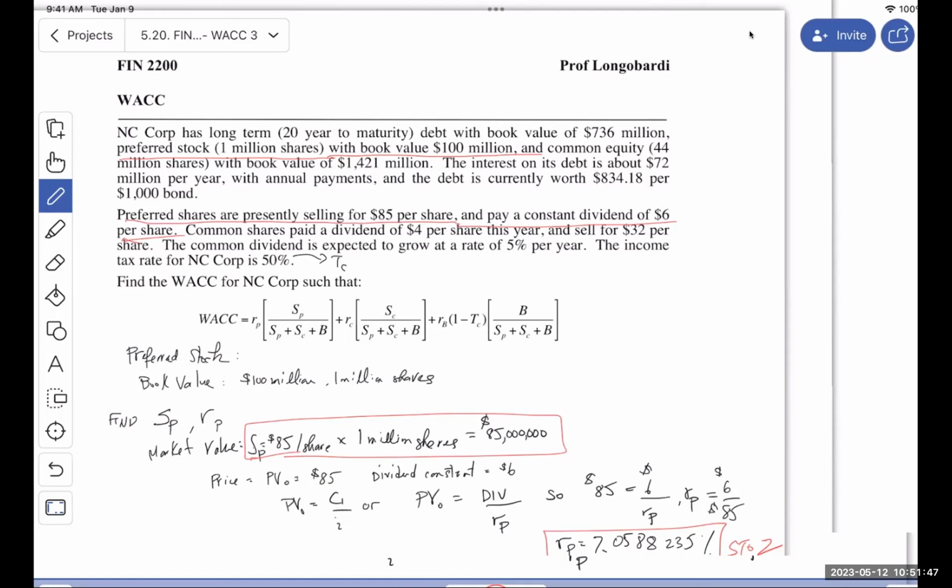And now gather the information for the common stock. On equity book value, get the number of shares. $4 per share, and you can sell it for $30 per share. And you have a growth rate. Yeah, the constant growth rate is at 5%. But now we need to delete both of these, because you don't have anything else, right? So just go with what you have.